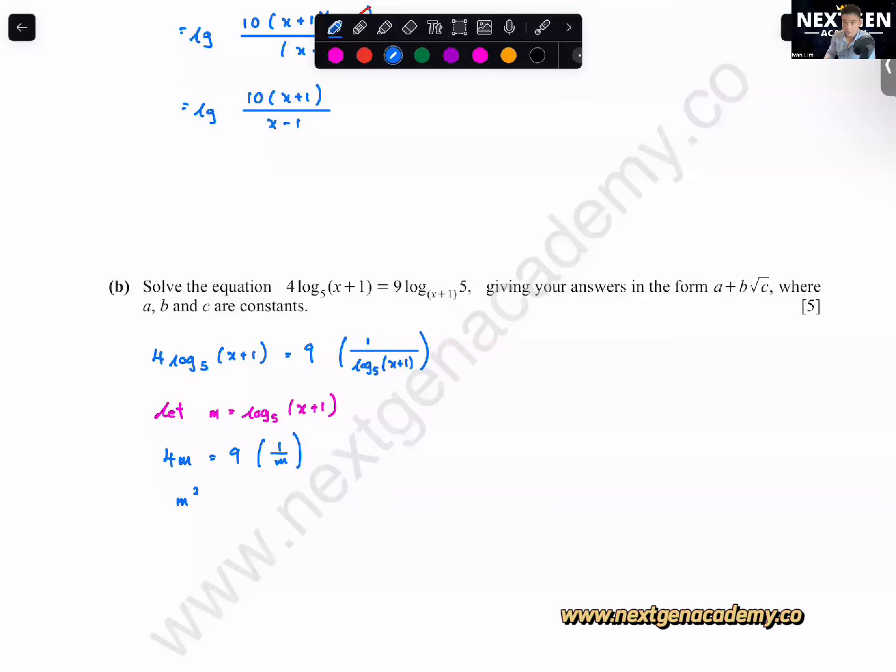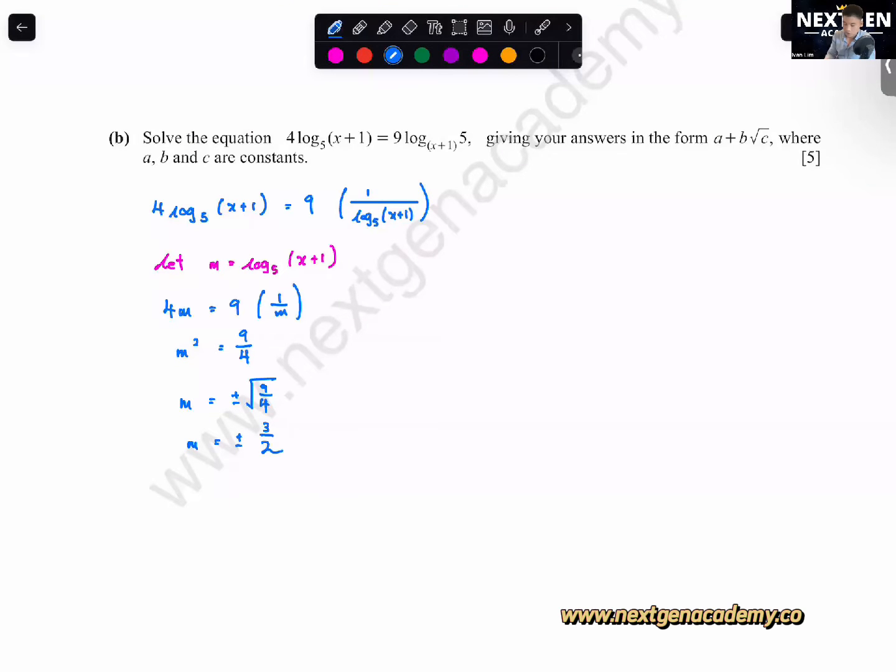How to simplify this? M, bring to the left-hand side. So m squared equals to 9 over 4. M is plus minus square root 9 over 4, plus minus 3 over 2. Can see? Okay, now we change back the m to log. So log_5 (x+1) equals positive 3 over 2. Then another one, log_5 (x+1) equals negative 3 over 2.